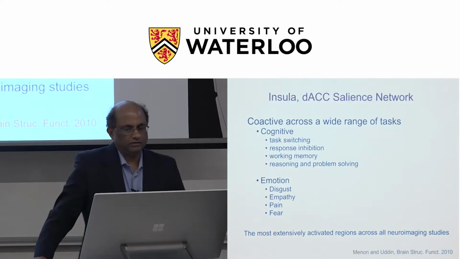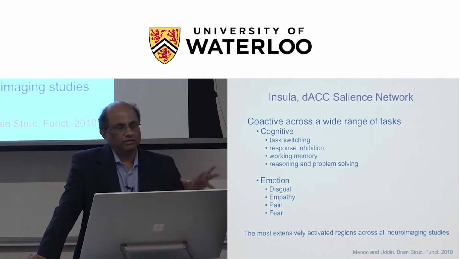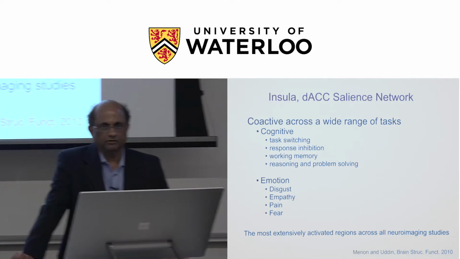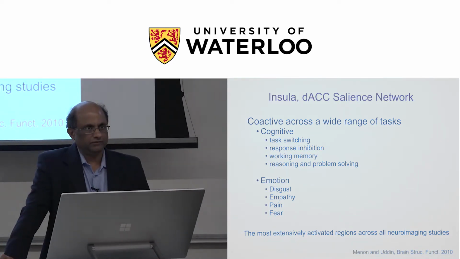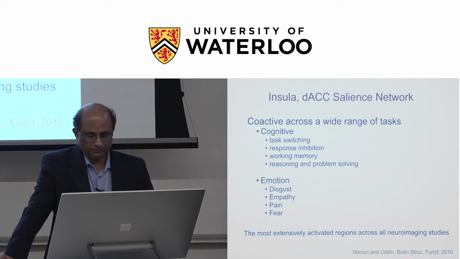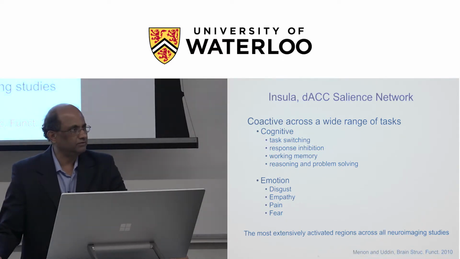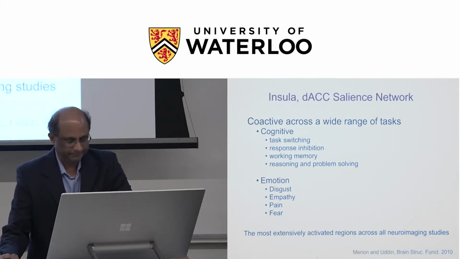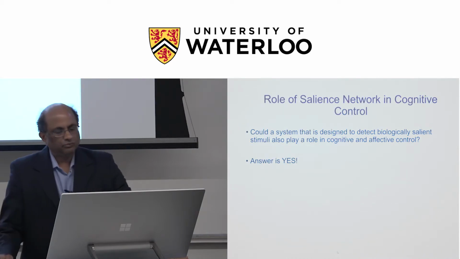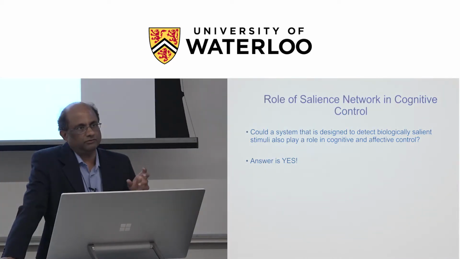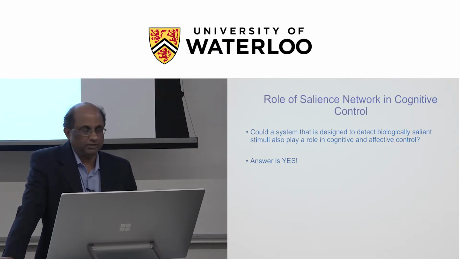So we noticed that the insula and the dorsal anterior cingulate cortex form a coherent network intrinsically. They're activated across a wide range of tasks, both cognitive and affective. And surely it couldn't be the case that this was a region involved in processing disgust or empathy or pain alone. And so we asked, can a system that's sensitive to biologically salient stimuli also play a role in cognitive affective control? And through a series of studies, I'll show you that surprisingly, yes.